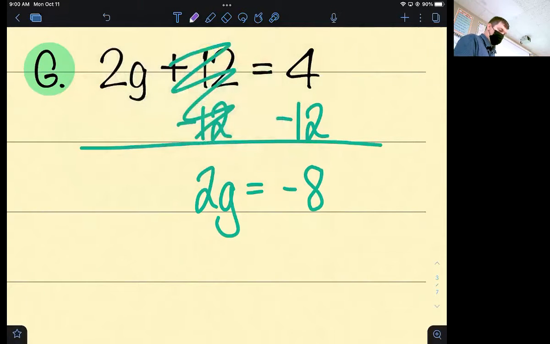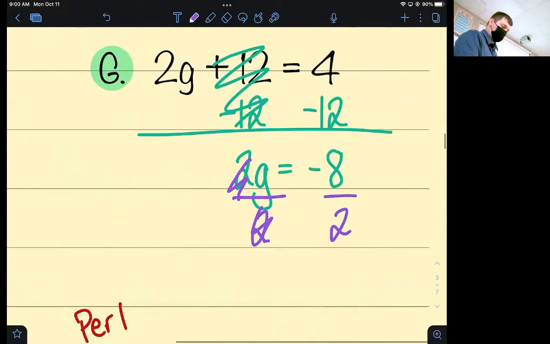Divide by what? 2. There you go. Yeah, whatever number is being multiplied to the G, we are going to divide by that number because that will make it cancel out. Solving equations is all about eliminating numbers, right? Canceling it out until there's nothing left. We got nothing but the G left on the left side.